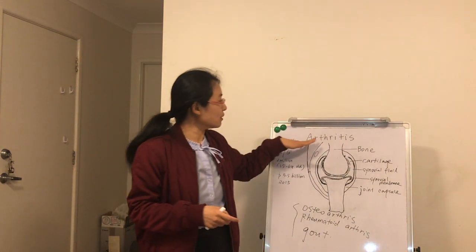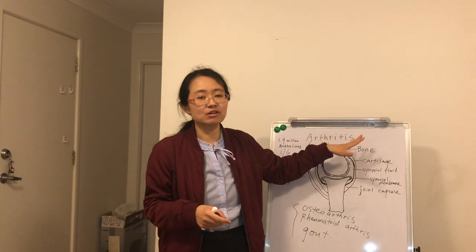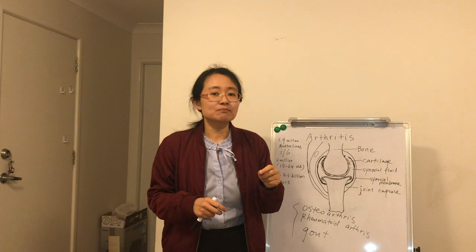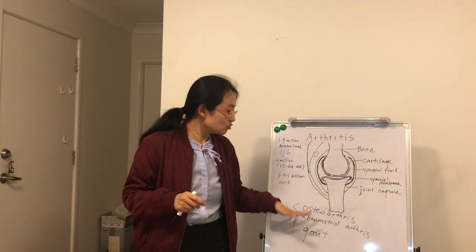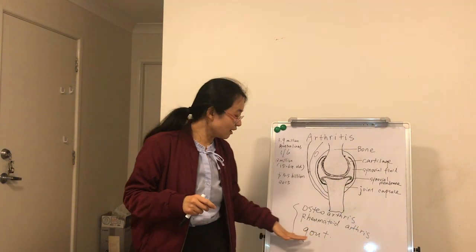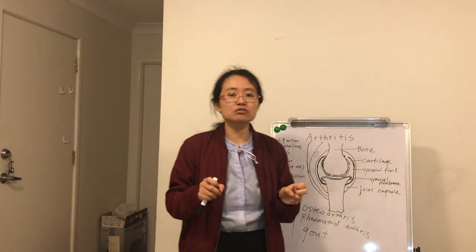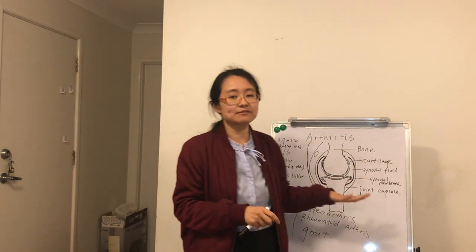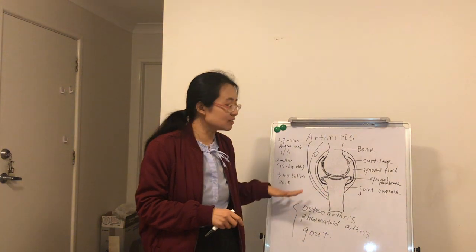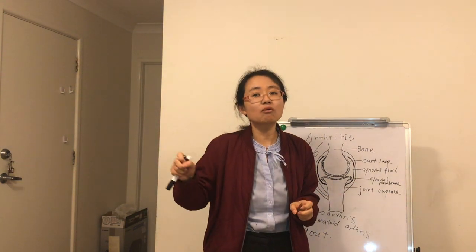Now let's have a look at the different types of arthritis. Arthritis includes many different types, but there are three most important types, which are osteoarthritis, rheumatoid arthritis, and gout. These three types are the most common ones. So firstly, let's talk about osteoarthritis. Osteoarthritis mainly affects older people.